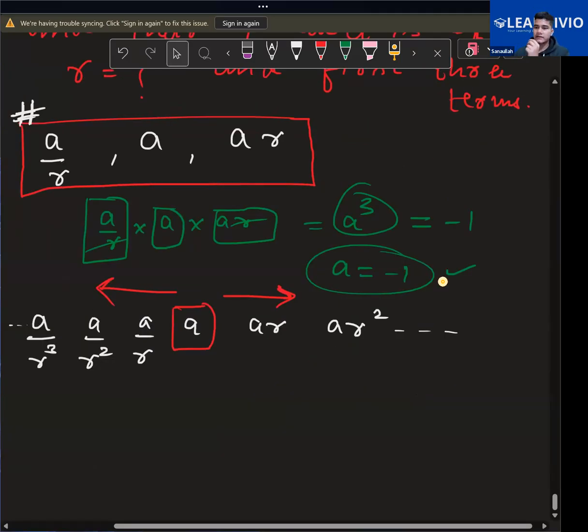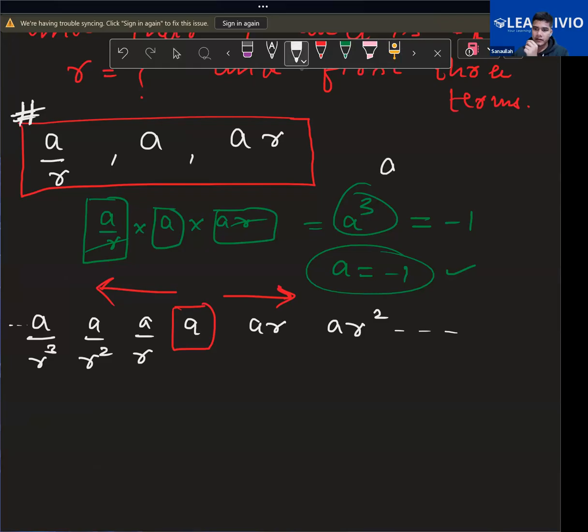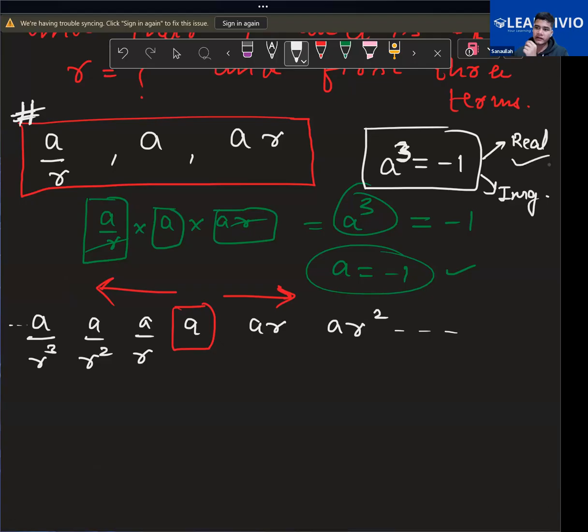A is minus of 1. See, if I take A cube equals to minus 1, then in this case I will get real and imaginary roots also, but we have to take only real roots. That's why I've considered only A is equal to minus of 1. Okay, got it?